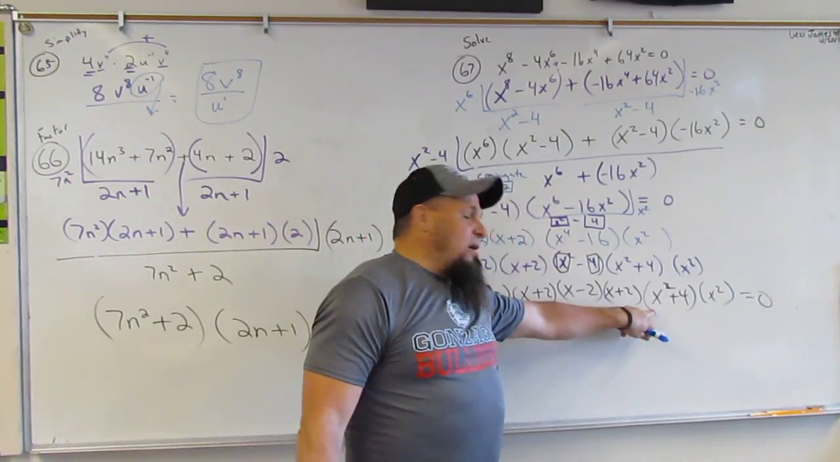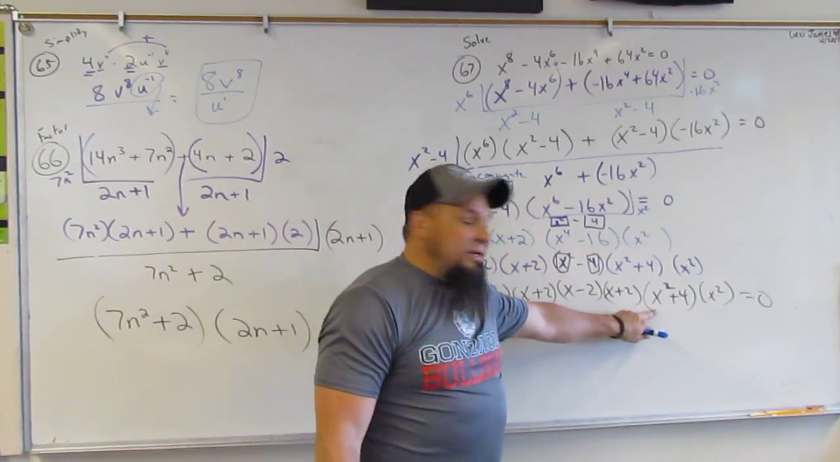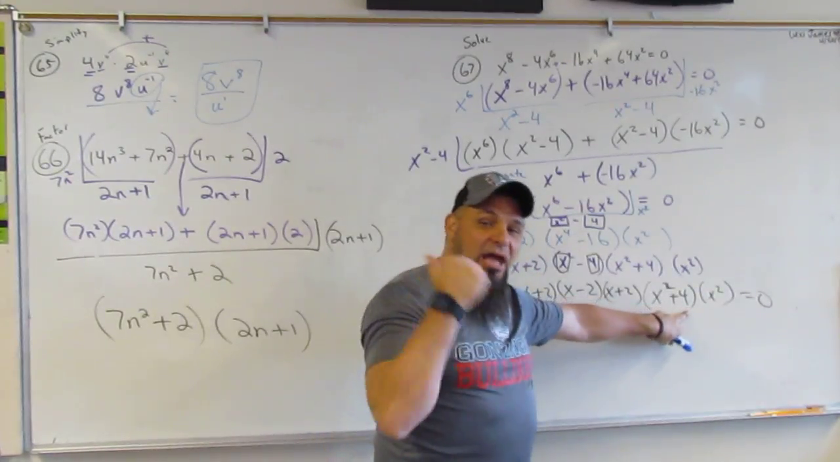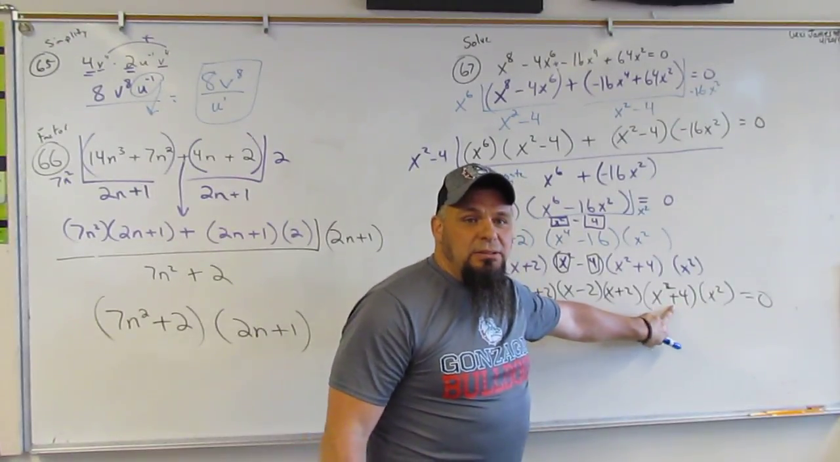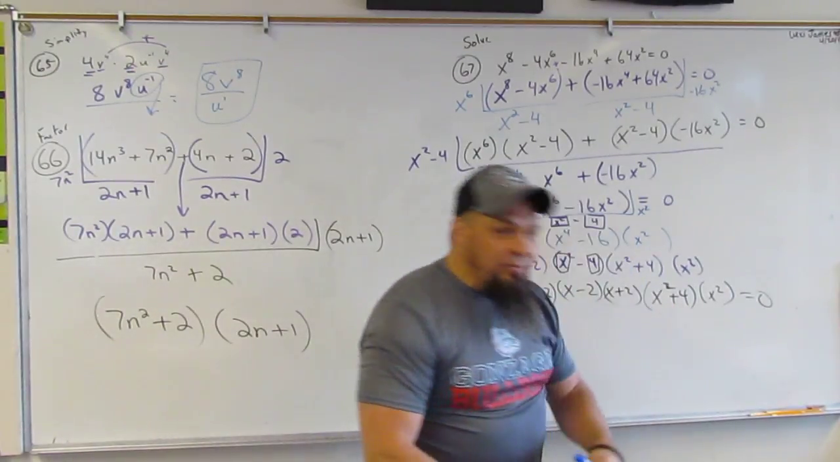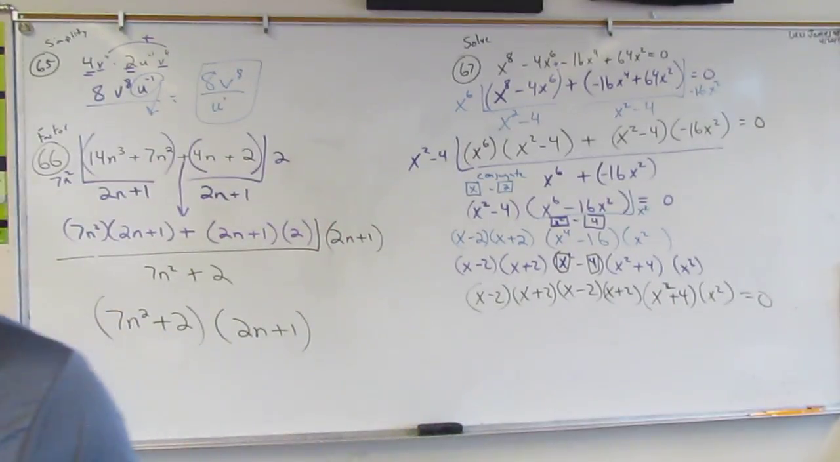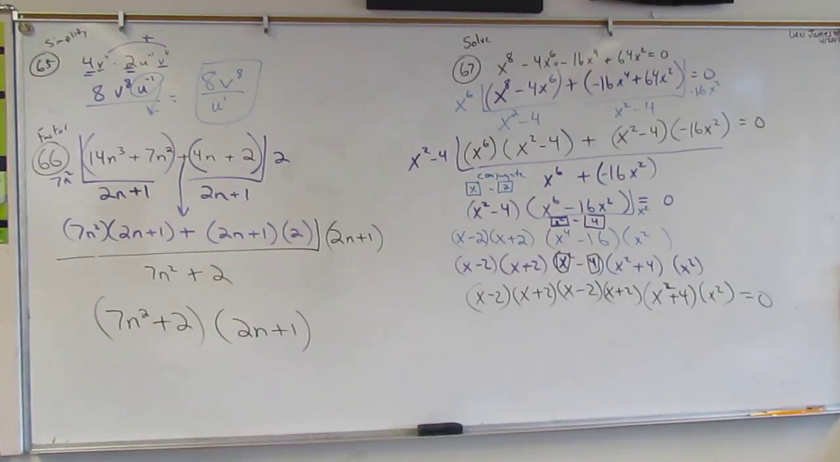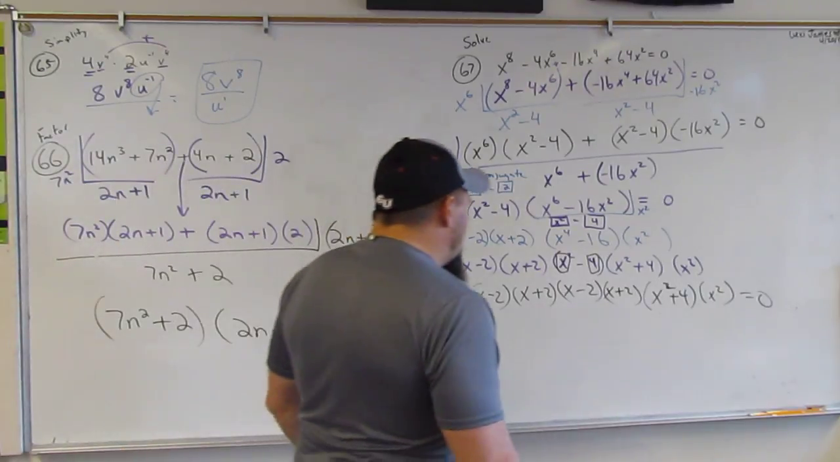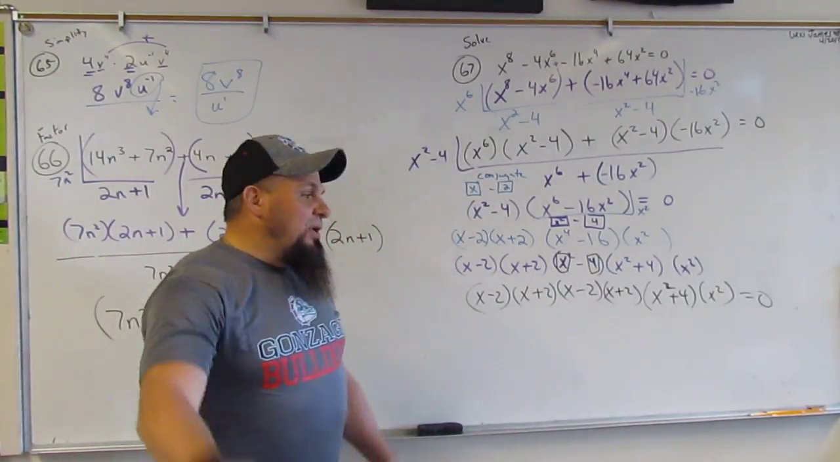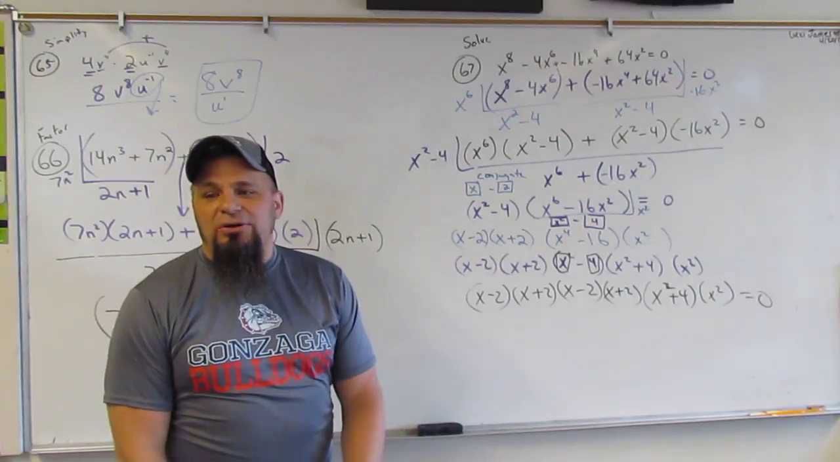Is this a perfect square? Is this a perfect square? Yes. Is this a minus? No. Okay, we can't do that one. Because remember, it only works for a difference of two squares. So a sum of two squares doesn't work. So what's beautiful here is now we get to solve.